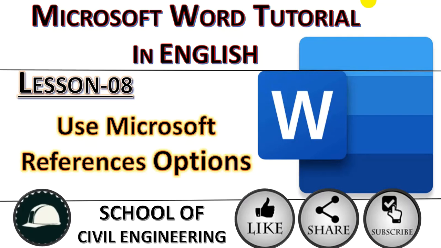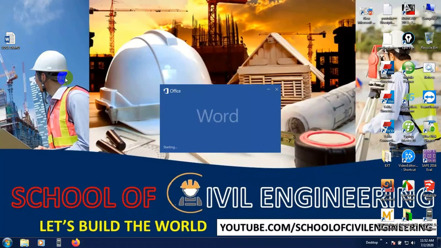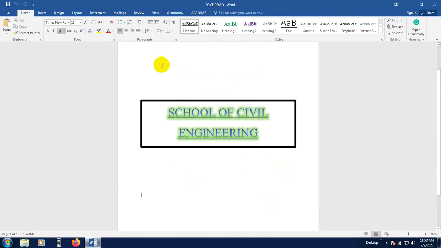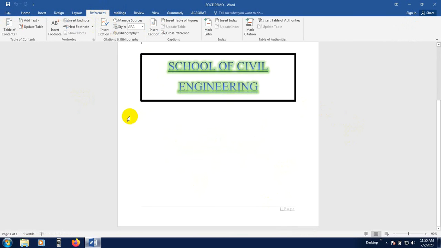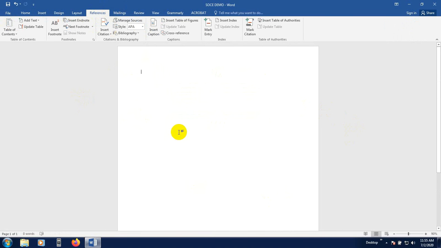So let's start. First of all, I'll open a Word file. That is our previous Word file. Here I will today discuss references. Now I will just delete everything from here. Now, what actually are references?